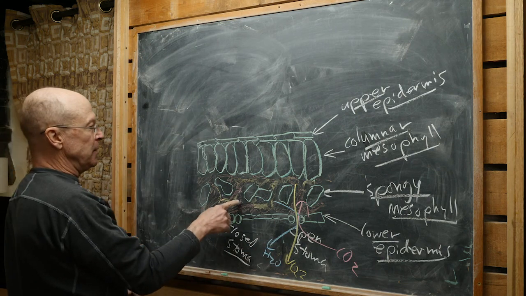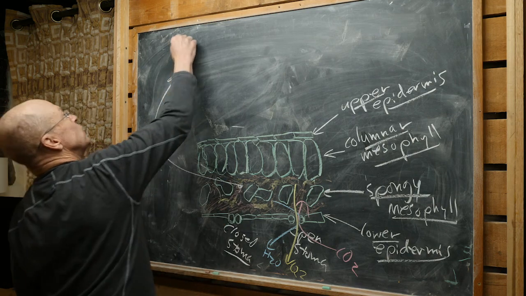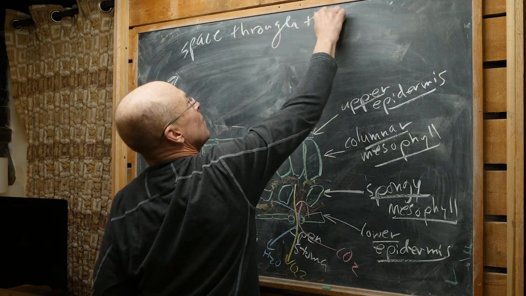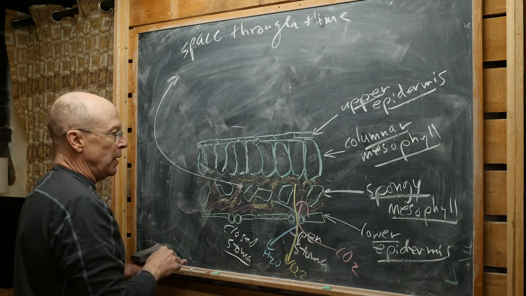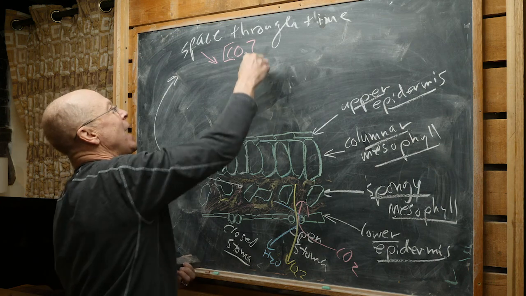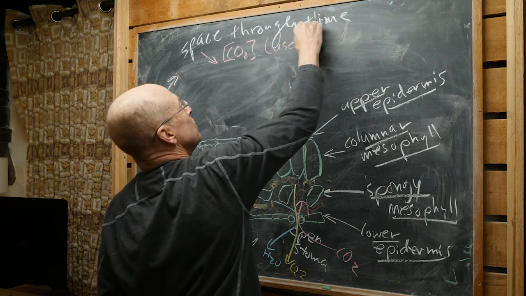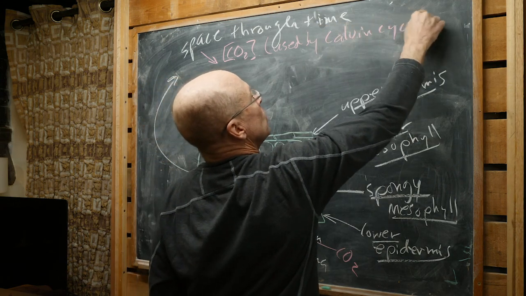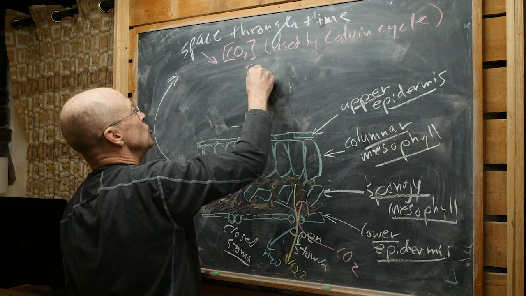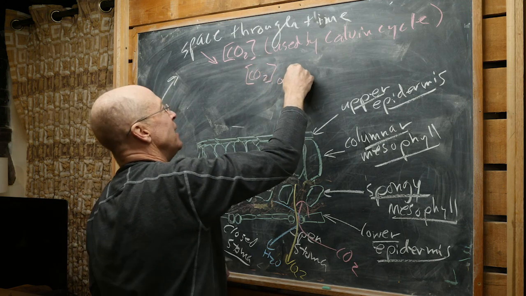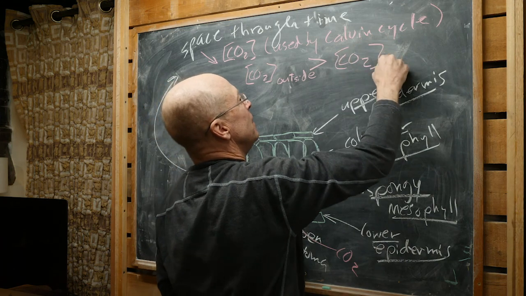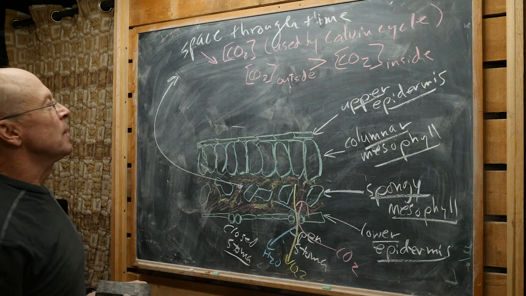So here's a timeline of what happens in this space. We want to look at this space through time. What's going to happen through time is that there's going to be a decrease in the concentration of CO2. Why? Because that's being used by the Calvin cycle. So at this point, the concentration of CO2 outside the plant will be greater than the concentration of CO2 inside the space. So that's a gradient.